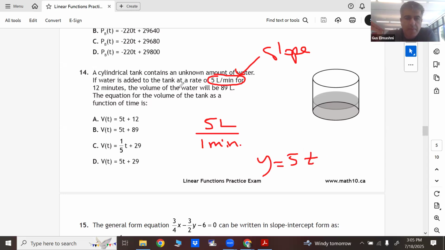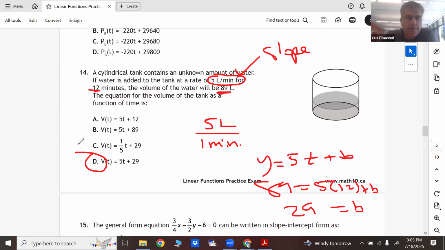And you're starting, well, we don't know what we're starting with. That's kind of confusing. But we do know at 12 minutes, we're supposed to have 89 liters. So you can plug in 89 for y and 12 for t and solve for b. And you should get 29. And that's what the answer is, D as in dog.